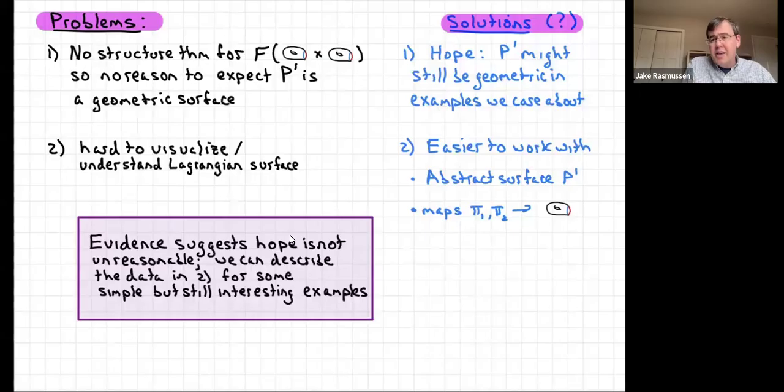And so what I want to say in this talk is that the evidence suggests that this hope is not a completely unreasonable one. Okay. So we can describe this data for some simple but still pretty interesting examples. So that in some cases we can really say what this functor looks like by drawing pictures.